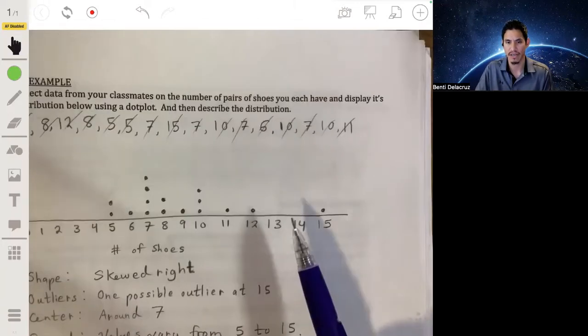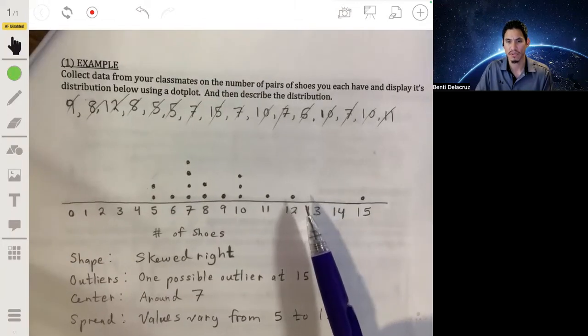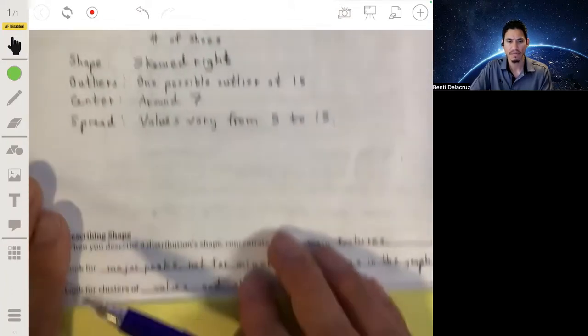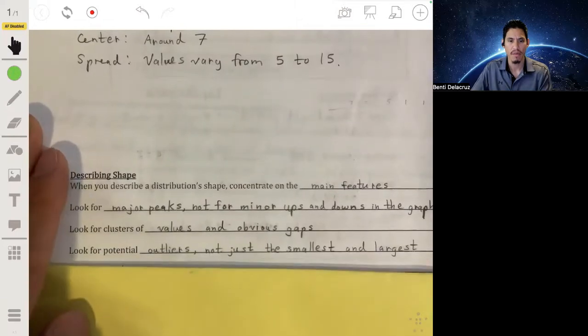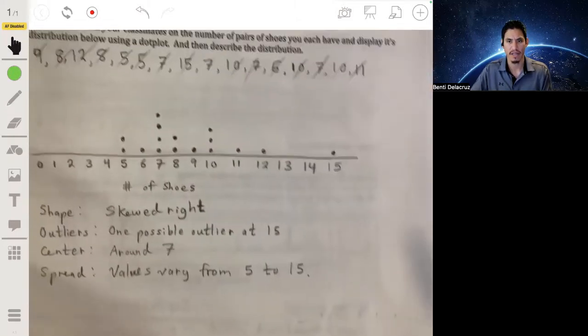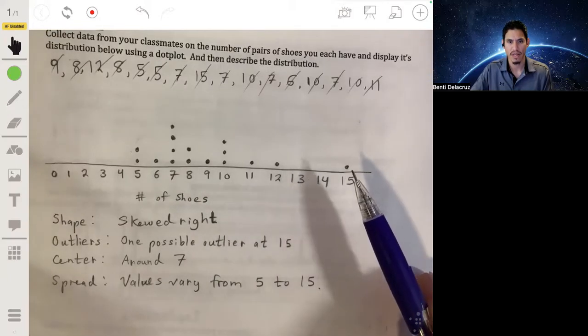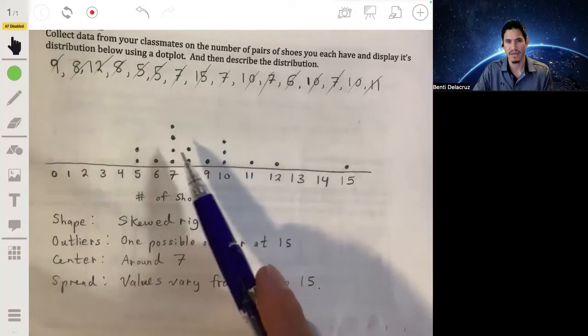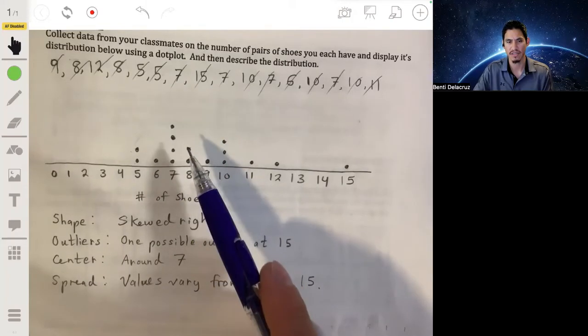So if I went back to here, I could say there's a gap between 12 and 15 because there's no values at 13 and 14. Potential outliers, again, are values that don't really go with the pattern. So an outlier would be over here. And if I was to be a little more specific, I could say there's a cluster down at 7 or 8 because there's like 6 values right there.